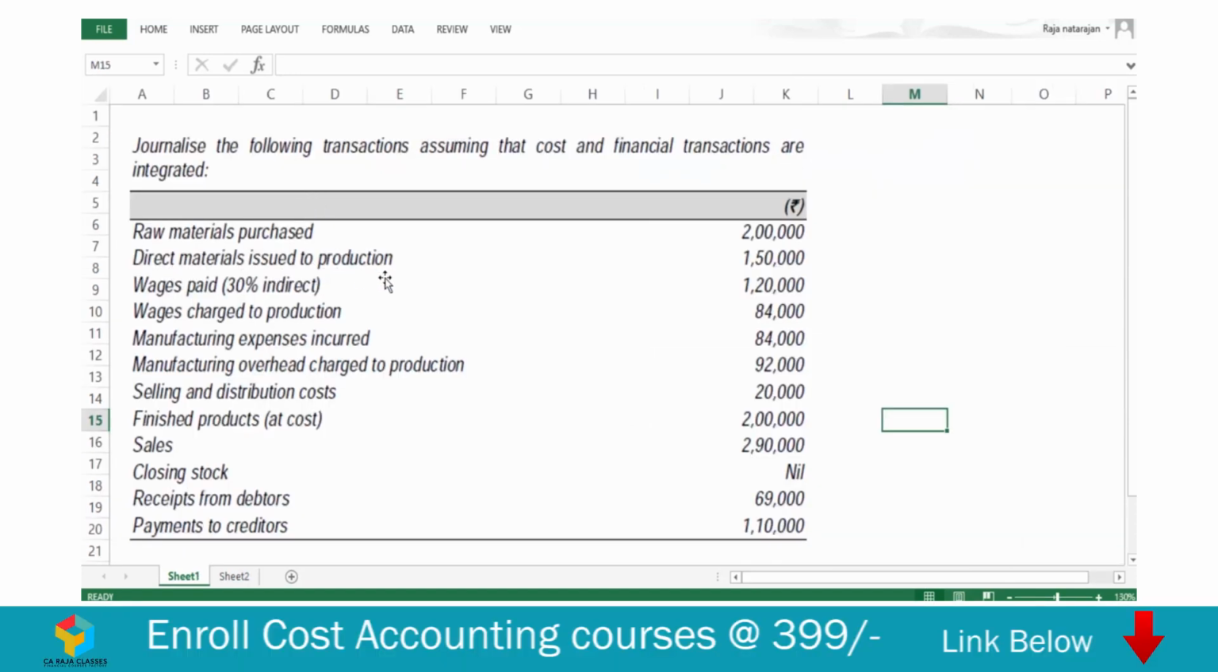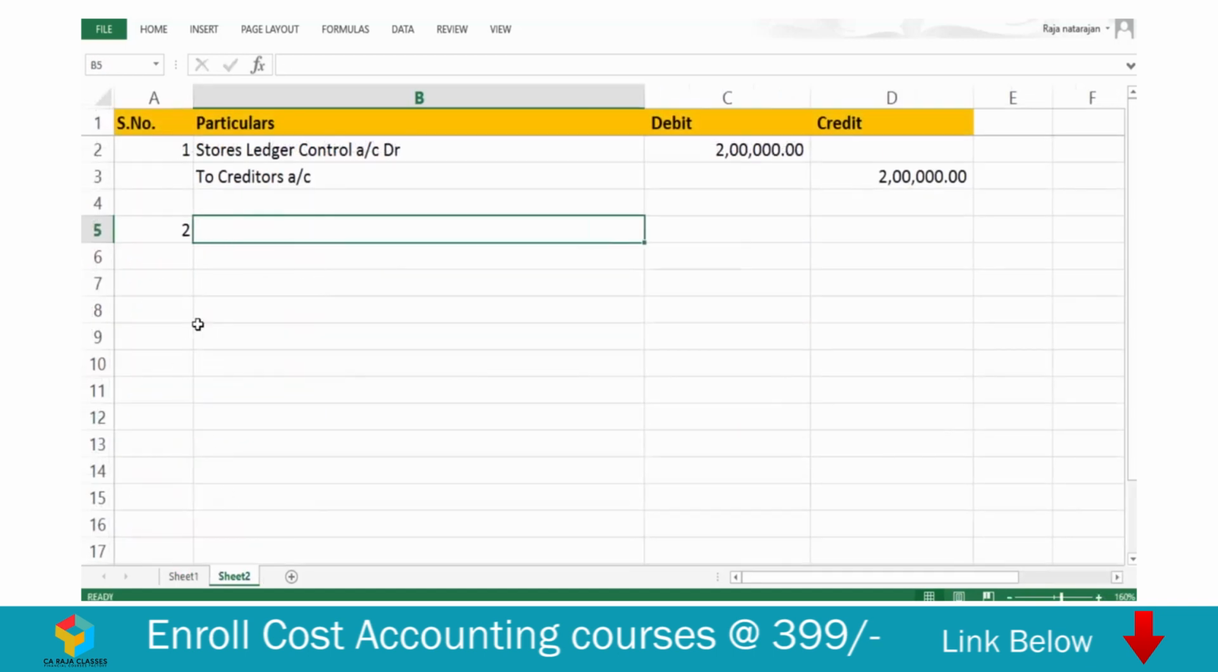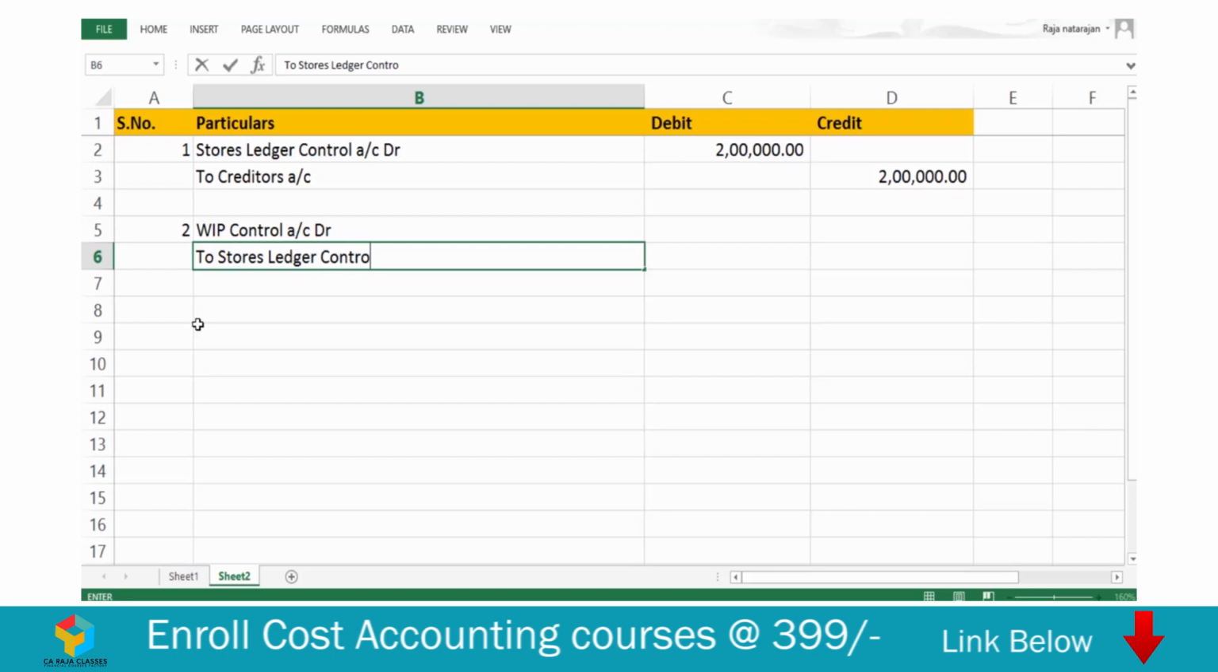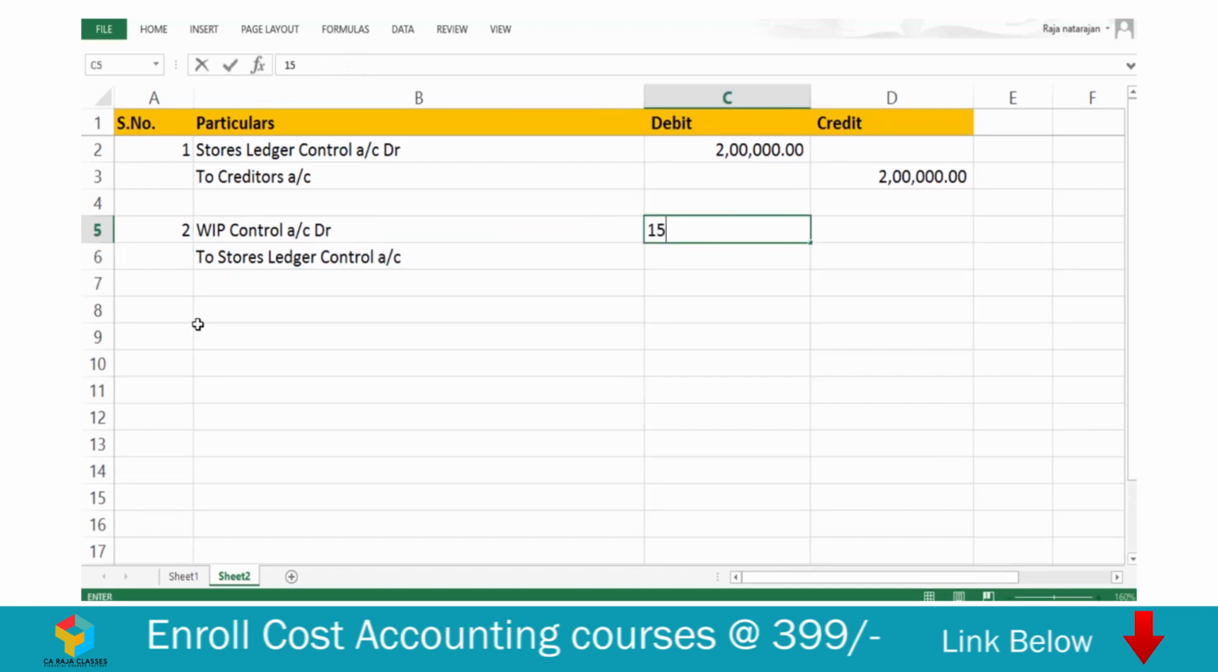Second one, direct materials which are issued to production. When we say that materials are issued to production, it means it has moved to work in progress and it has gone out of stores. So work in progress account should increase and stores account should decrease. Item number 2, work in progress control account should be debited and credit should go to stores ledger control account. The amount involved is 1,50,000. That's about the materials that were transferred to production.